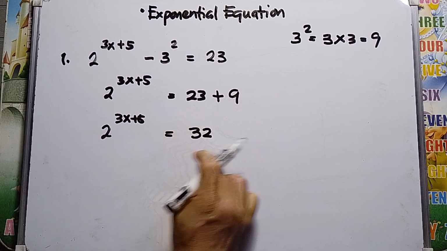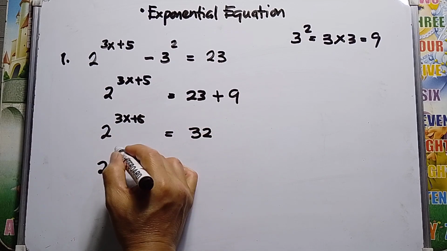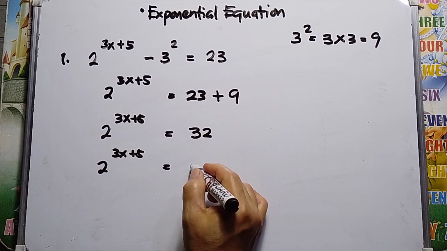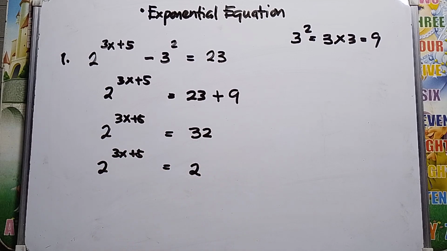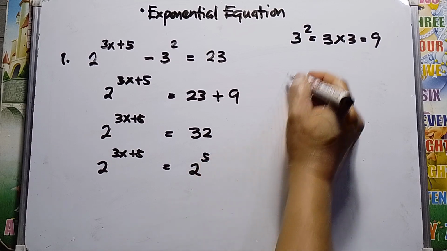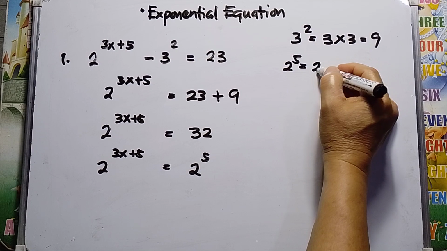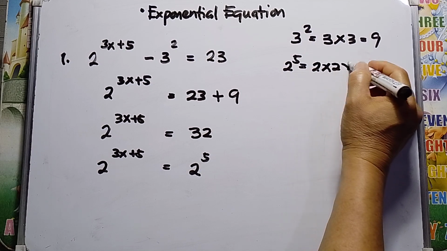So we can split this one as 2. So this will be 2 raised to the power of 3x plus 5. So I can write this one in exponential form, 2 raised to the power of 5. Let us check if this is correct. 2 raised to the 5th power, meaning I need to multiply it by itself 5 times.